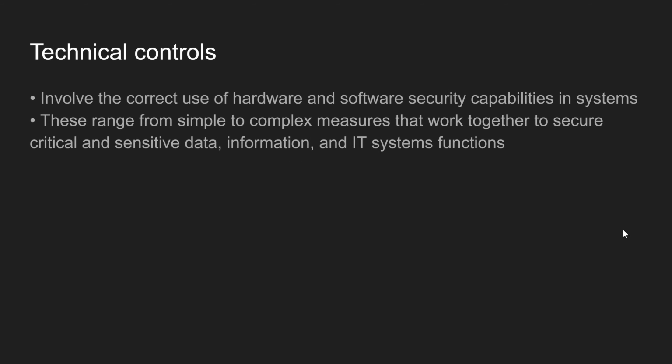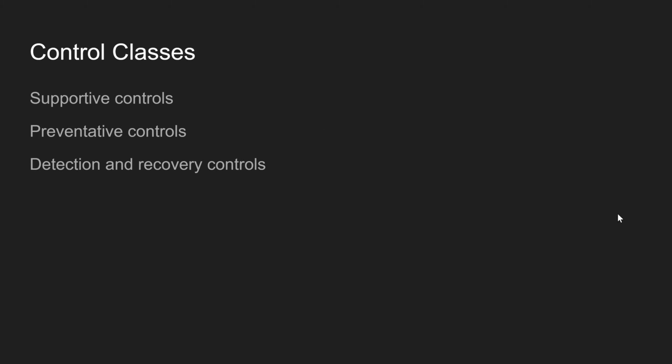Technical controls involve the correct use of hardware and software security capabilities and systems. These range from simple to complex measures that work together to secure critical and sensitive data, information, and IT system functions. Control classification: supportive controls, preventative controls, detection and recovery controls.